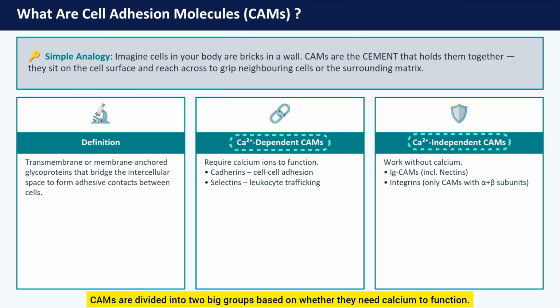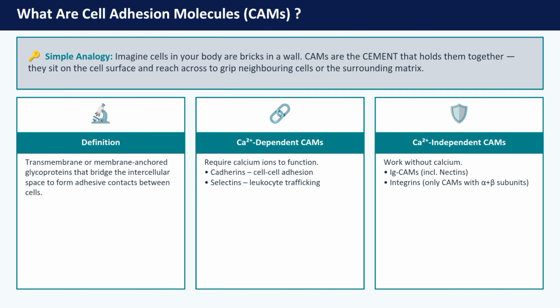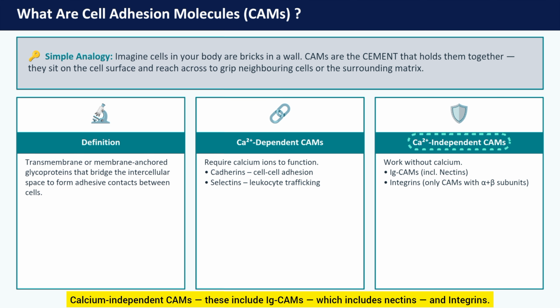Now, the most important classification you need to know. CAMs are divided into two big groups based on whether they need calcium to function. Calcium-dependent CAMs include cadherins and selectins. Calcium-independent CAMs include Ig CAMs, which includes Nectins, and Integrins.